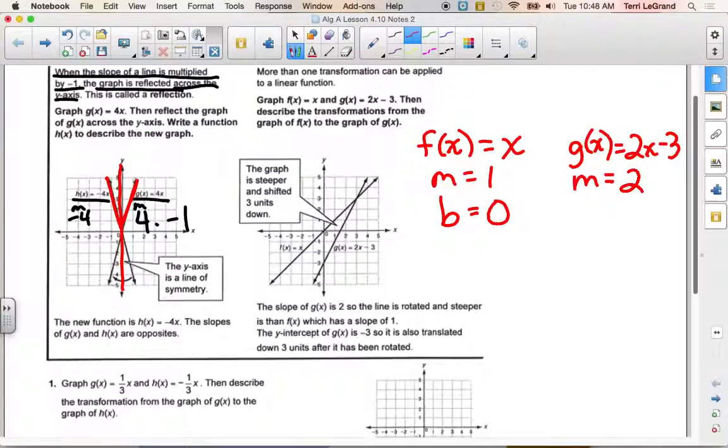What's its y-intercept? Negative 3. Okay, what changed?